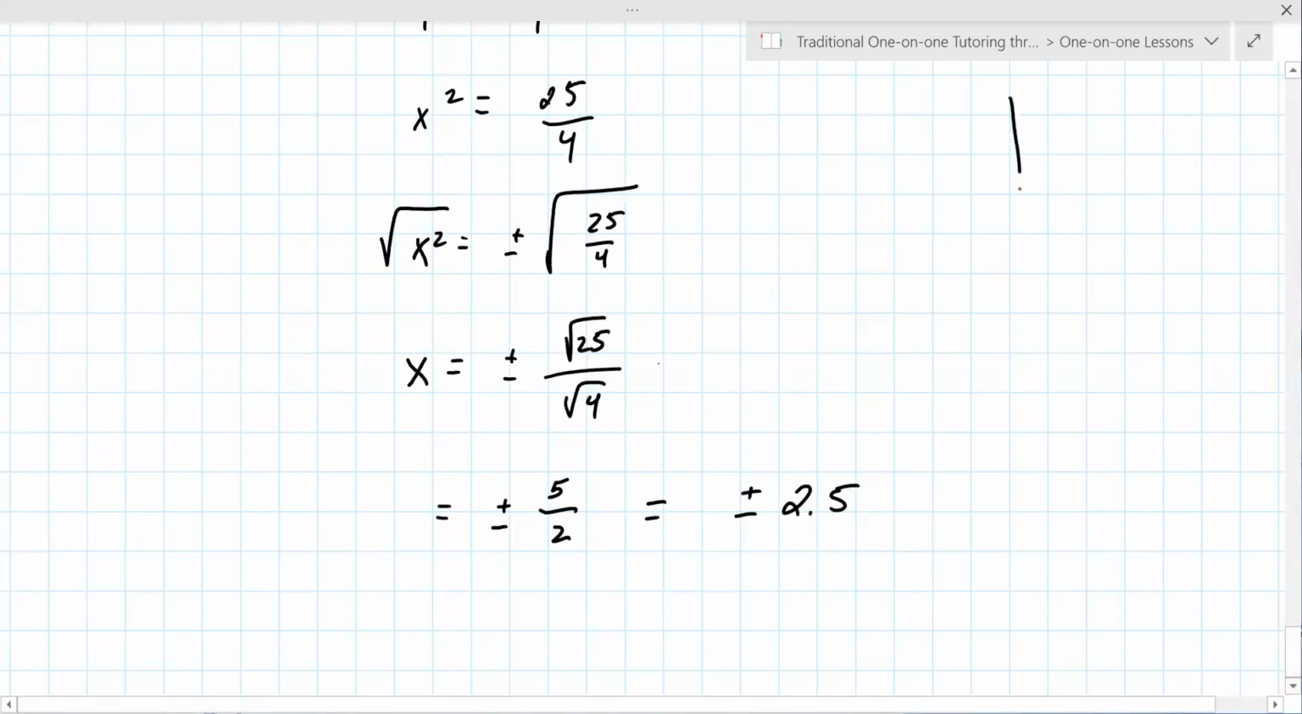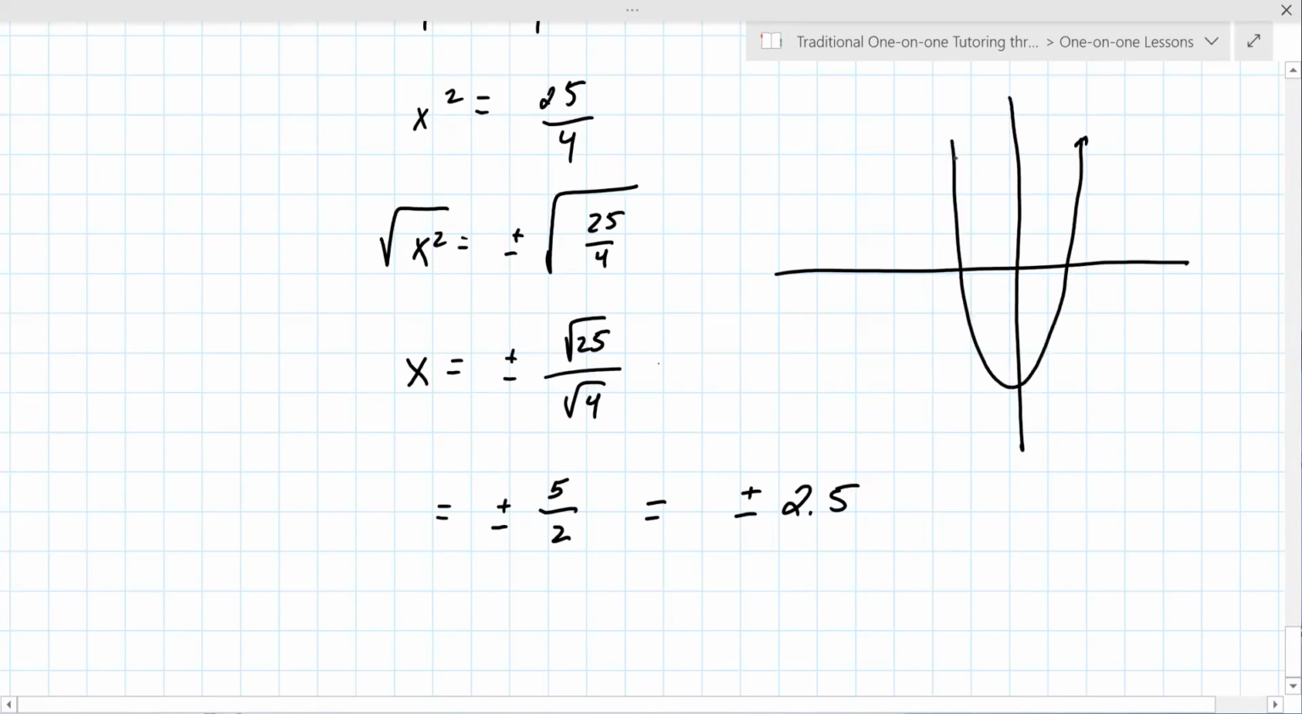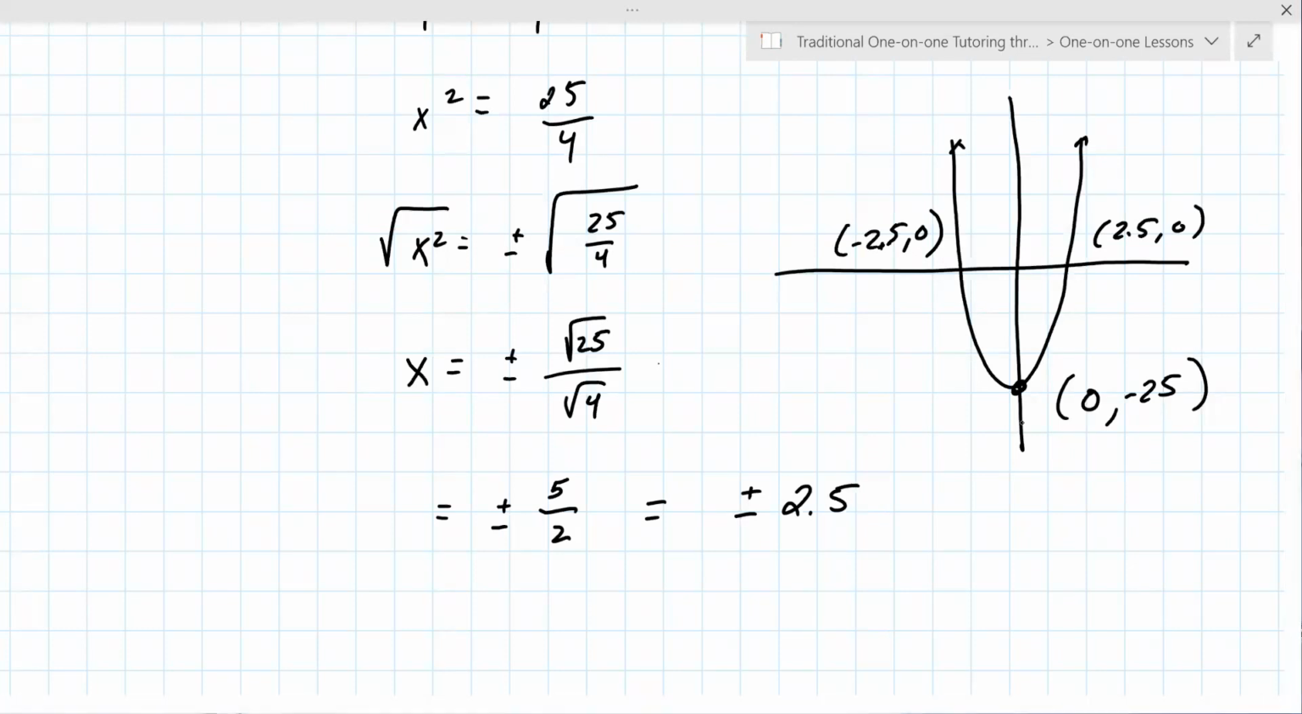So again, there's one here at 2.5 comma 0. And then there's another one here at -2.5 comma 0. And then this is 0 comma -25. So you want to make sure you get these 3 points down on your graph.